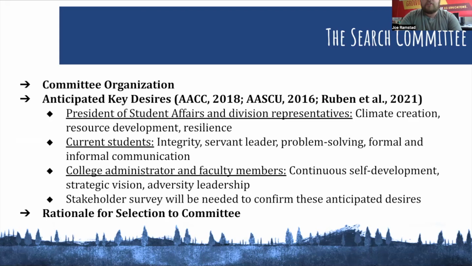Additionally, college administrators and faculty members are going to be critical to have within this search committee, and they're going to be looking to this person for continuous self-development, strategic vision, and adversity leadership, especially during times of challenges. We know in the past several years there have been challenges outside of the global pandemic, of course, that have caused for a lot of tension and problems within our college.